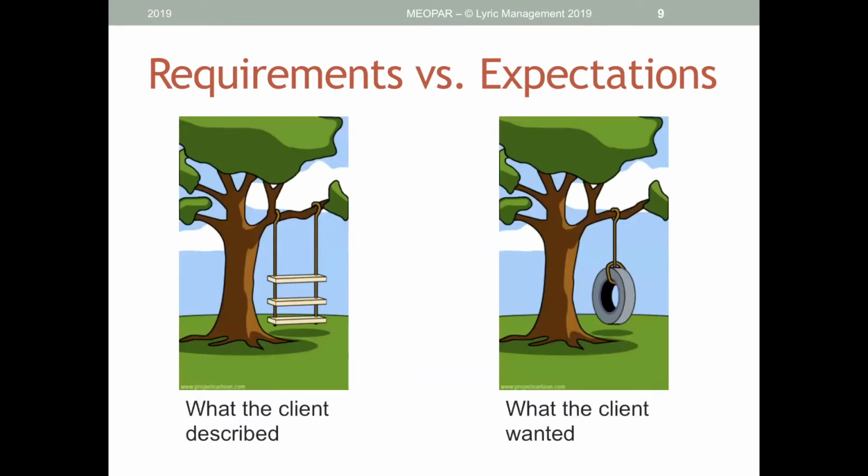A way to think about the difference between requirements and expectations and why it's important to understand them as best as possible is exemplified with this little graphic here. On the left-hand side, we have an example of if we were to get a client, a stakeholder, to describe to us what it was that they wanted us to build for them. It may be that when we hear what they say, this is what it looks like. This is what we would draw based on what it was that they described to us. Something that hangs from a tree, that they can swing on, and that they can climb on.